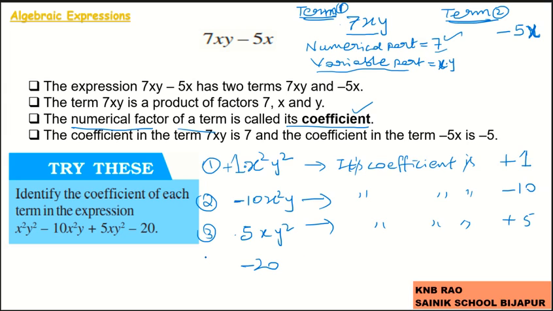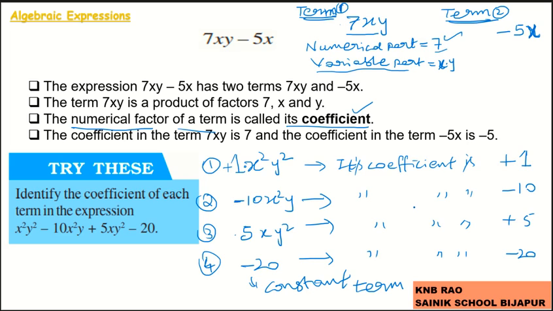and in the third term its coefficient is plus 5, and in the fourth term, you know what is the name of this fourth term? This is called a constant term. Why is it called a constant term? Because there is no variable in it. So its coefficient is that number itself, minus 20. So you know how to identify a coefficient. Remember, the numerical factor of any term is generally called the coefficient of the term.